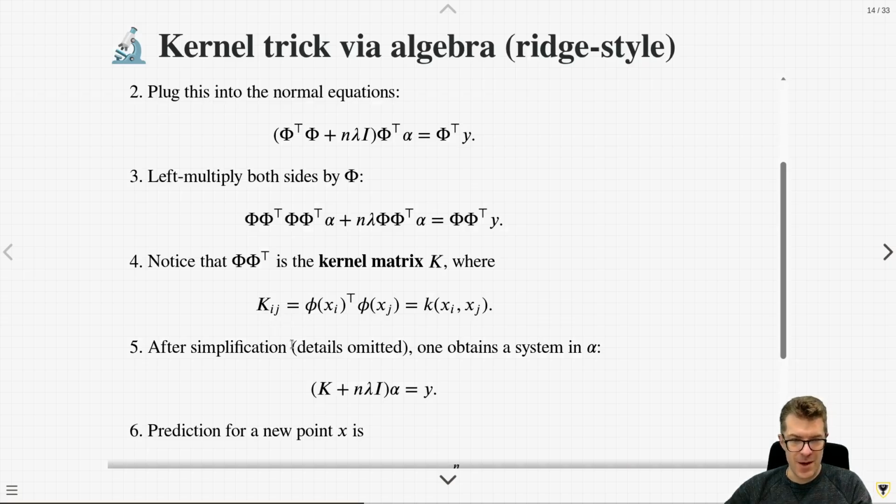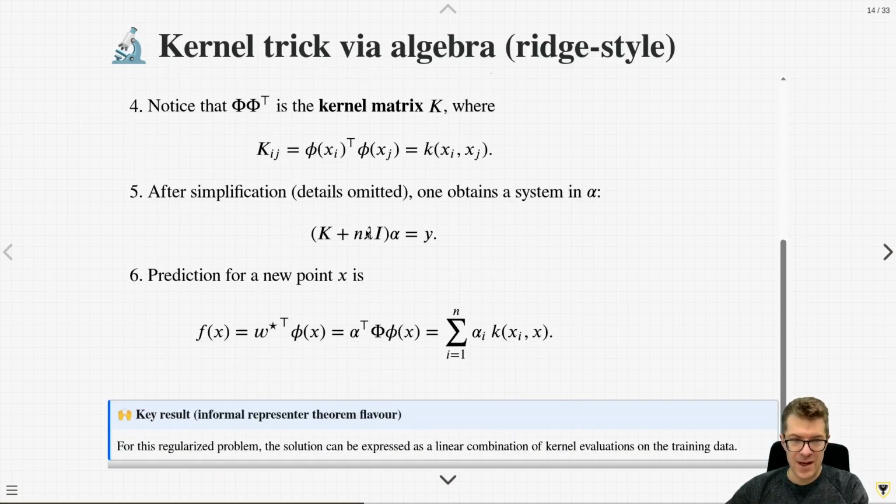Again, details omitted. I might have wanted to put a little pencil mark here, because for you taking notes in your journal, this is something for you to do. It's not really required for the course, but it's always good exercise to walk through some of these derivations. If you replace big phi times big phi transpose everywhere with K and shuffle things around a little bit, you should get this function at the bottom: the kernel matrix plus n, which is the dimension size, times lambda, which is our hyperparameter, times I, the identity matrix, times alpha equals y.